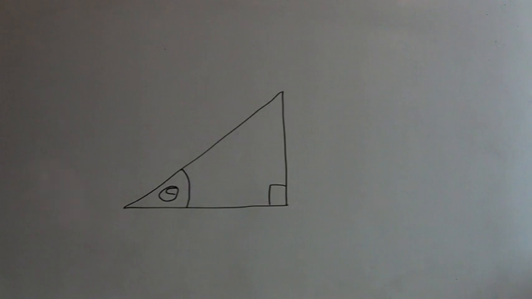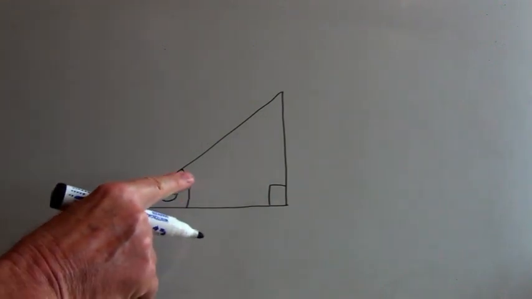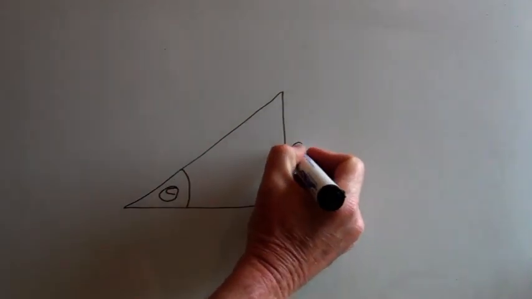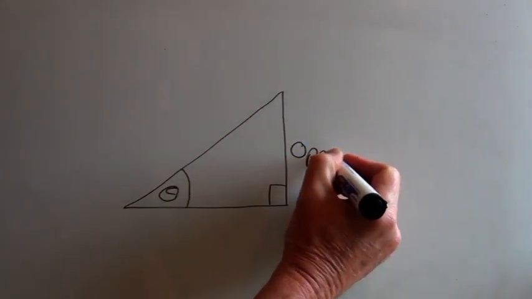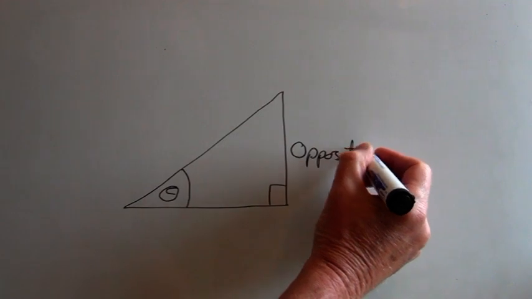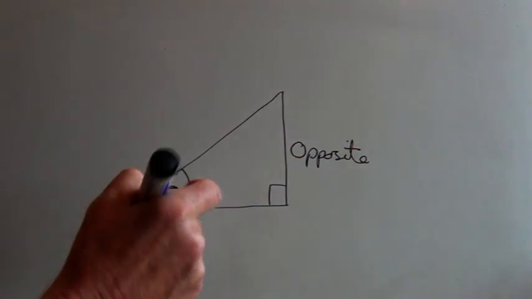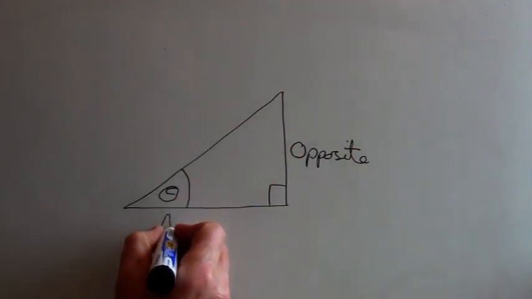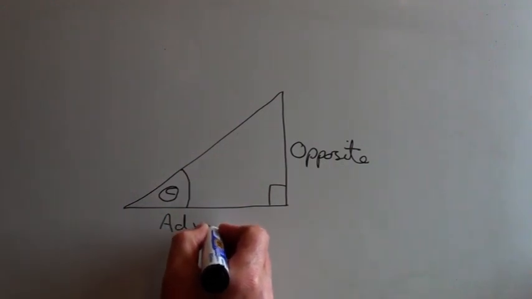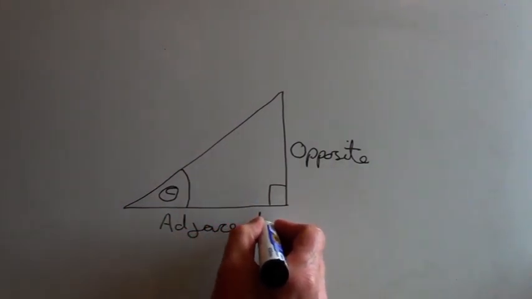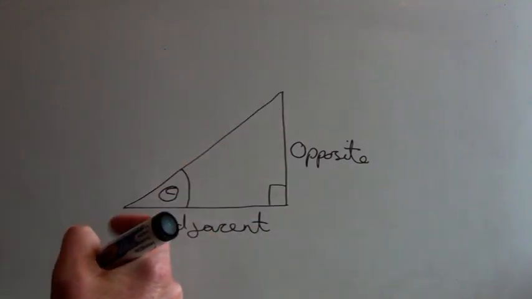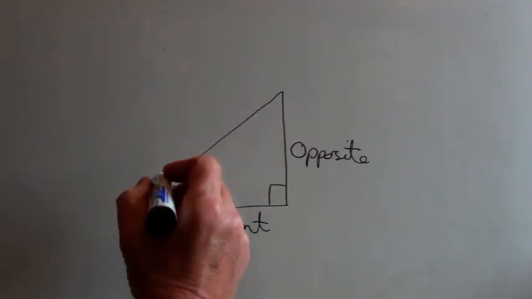Now from theta we need to label the three sides. So the side that is opposite is called the opposite, and we have the adjacent, which is the one that's next to the angle theta, and then the hypotenuse, which is the long one.